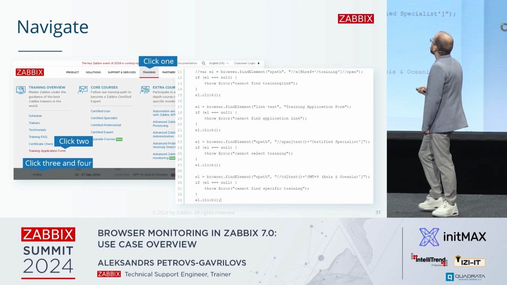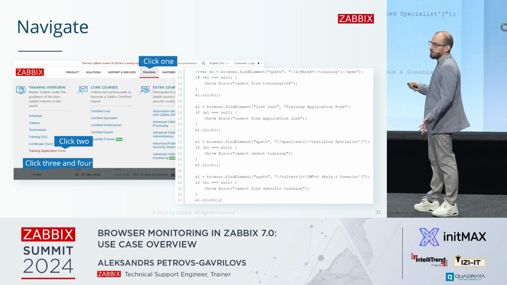Right? So in this example, we have two ways to get to the training information. We can click on the training right here, or, well, it's not very visible, but you can actually also click here. In this case, it's a bit of a different example. We go to the training. This will open this pop-up menu. We click on the training application form, and then we actually subscribe to the training.